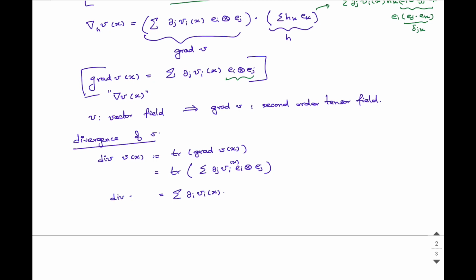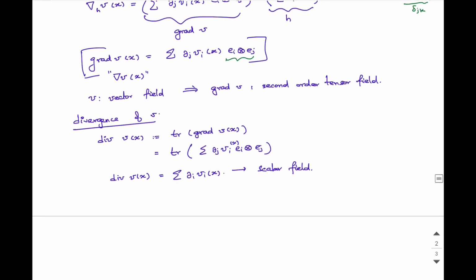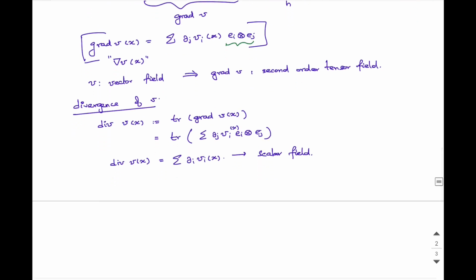Remember, this is a scalar field. Notice how the gradient is a tensor field of one order higher. The divergence of v turns out to be a tensor field of one order lower than v. So v is a vector field and the divergence of v is a scalar field. And so for instance, in more colloquial parlance, this can be written as partial v1 by partial x1 plus partial v2 by partial x2 plus partial v3 by partial x3 and so on.